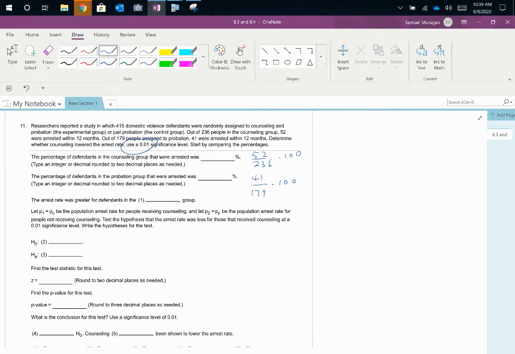Now, the calculator would give this as 22.03 to 2 decimal places and 22.91 to 2 decimal places. So the arrest rate was greater for the, this is close, isn't it? Was greater for the probation group. Yeah, probation group.